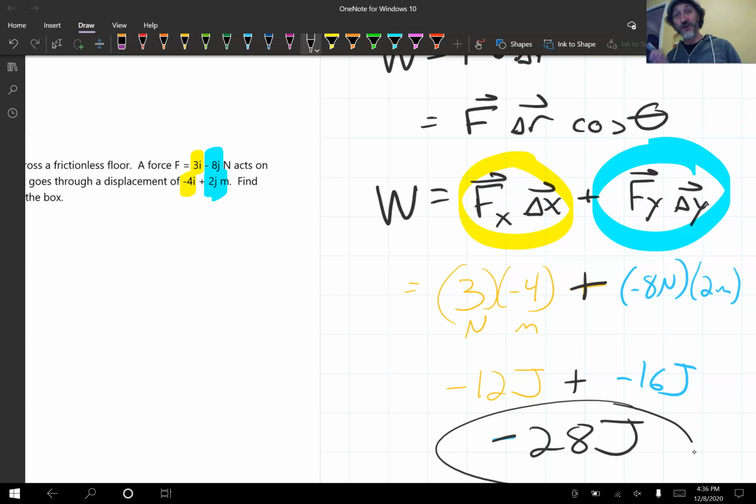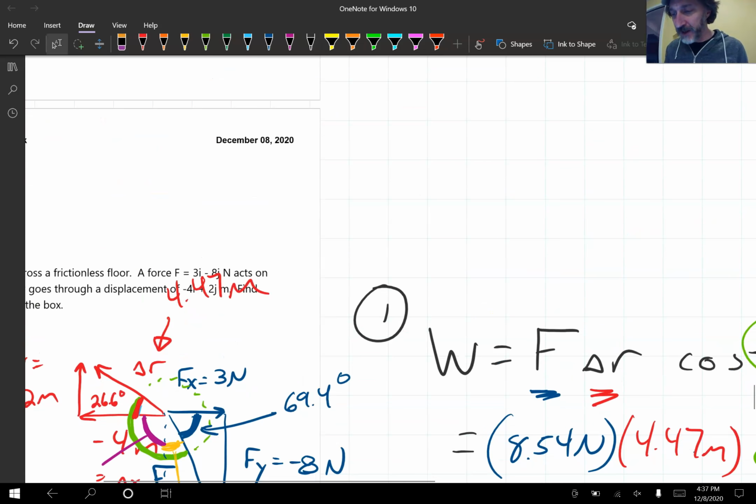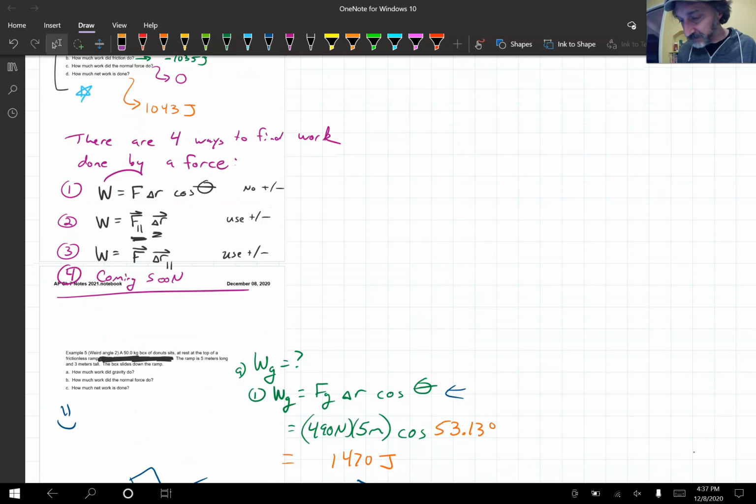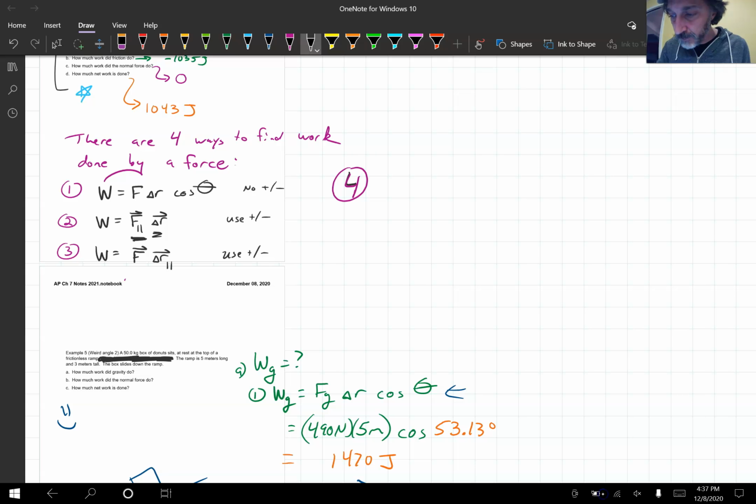All right, so there are two ways to calculate a dot product. Magnitude of one vector times the magnitude of the other vector times the cosine of the angle between them, or multiply your x's, multiply your y's, and then add. Okay, so that is our fourth and final way to calculate work. Here is option number 4. Work is Fx delta x, keep track of your signs, plus Fy delta y, keep track of your signs.